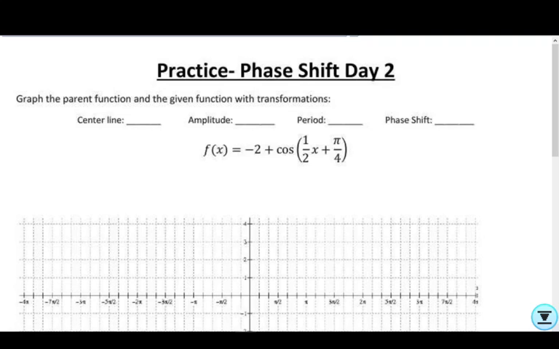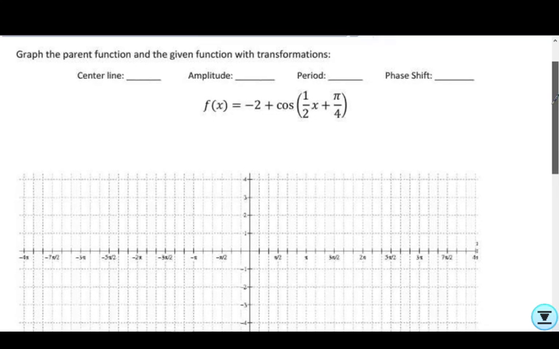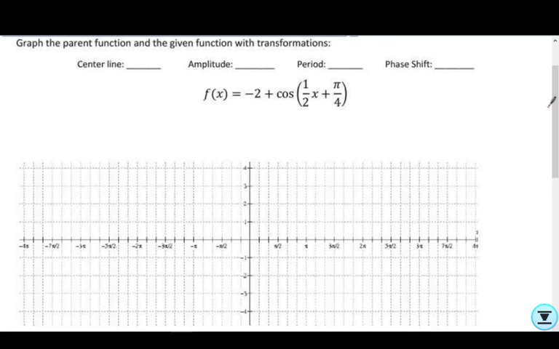Okay, so today is the second day practicing graphing trig functions with phase shifts in them. I'm doing everything the same way as before. First I'm going to write down my parent function with my transformations so I can see them. So k is -2, this is b, that's h.